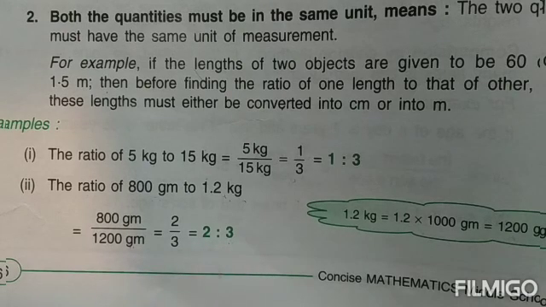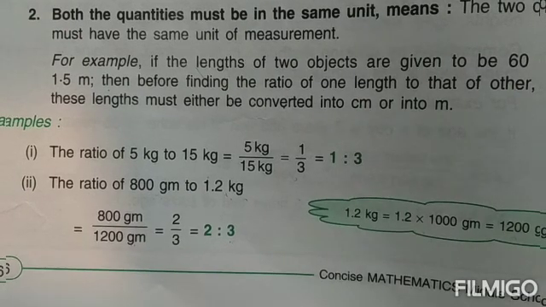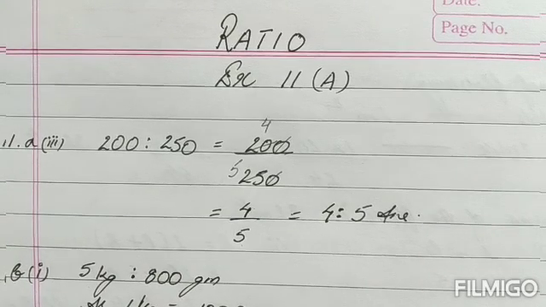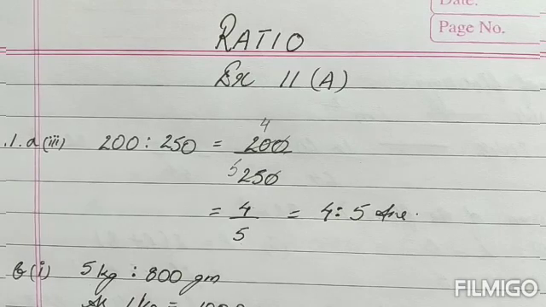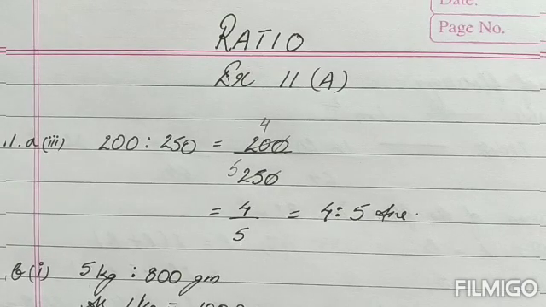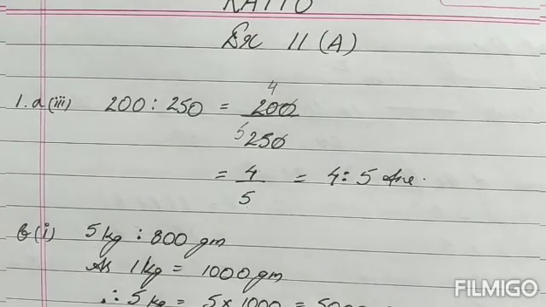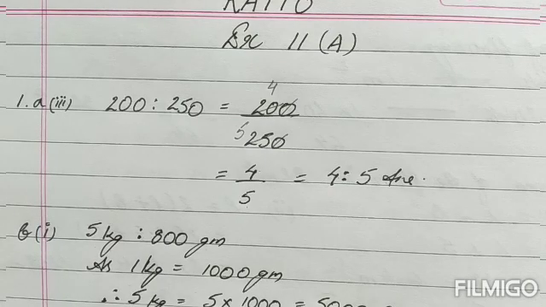So this is it about the introduction of ratios. We begin with the exercise 11A of ratio. Question number 1. Express each of the following ratio in the simplest form. In that, question number 1A, I am taking the third subpart children. You have to reduce the given ratio to the simplest term, whatever is possible.